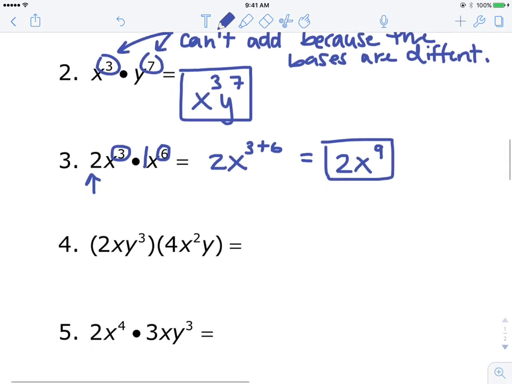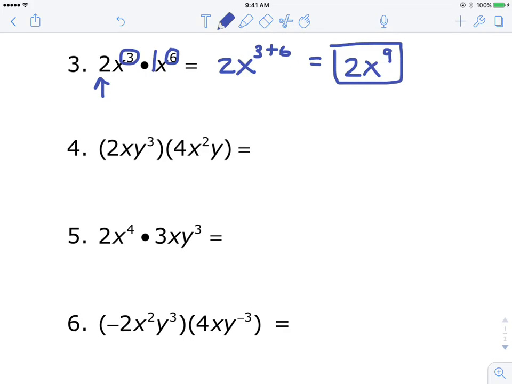Problem 4, here we go. This one looks a little bit more difficult because you've got more stuff. Just remember that x's go with x's, y's go with y's, coefficients go with coefficients. Also, something we haven't really talked about yet is, for example, look at this x right here. It does not have an exponent. So we're going to do ourselves a favor and write a little 1 right here just so we don't forget it when we're counting them up later. The same thing for this y in that second group. So let's multiply 2 times 4. We know that's 8.